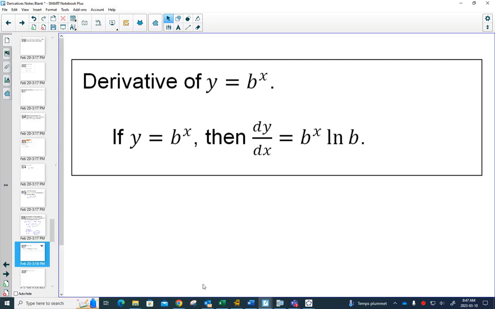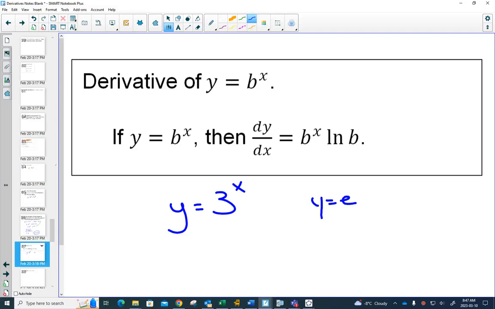Now, a little bit of playing around with this. Okay? If I have y equals 3 to the x, and I want to play around with this, instead of writing this as y equals 3 to the x, I would like to write this as y equals e to something that's equal to 3 to the x.